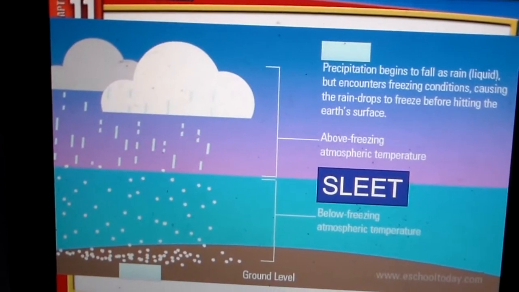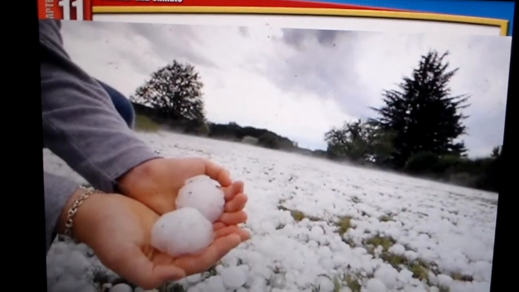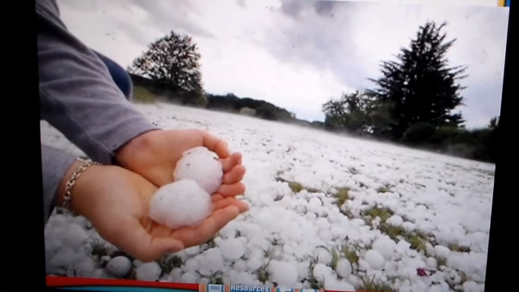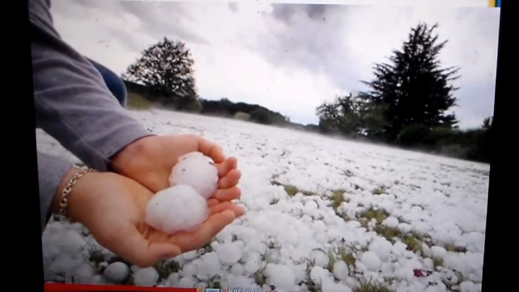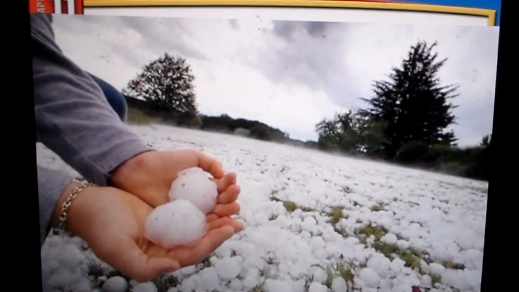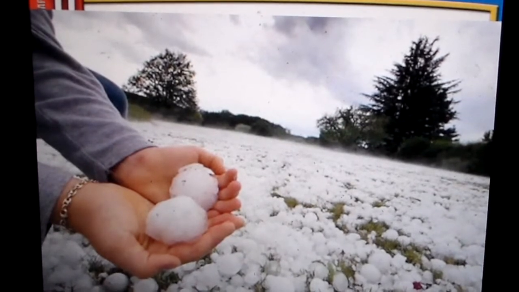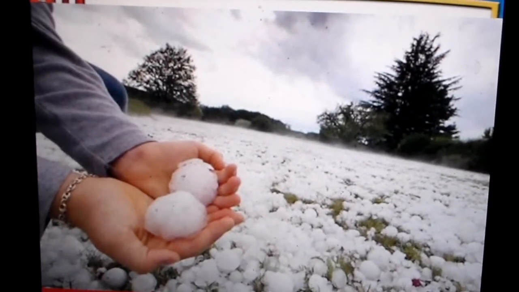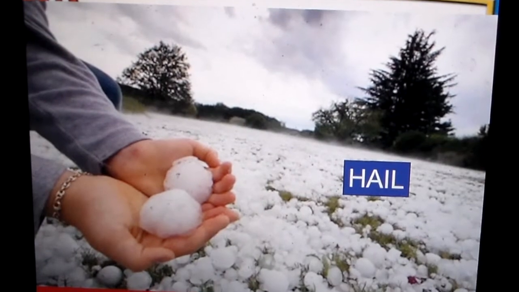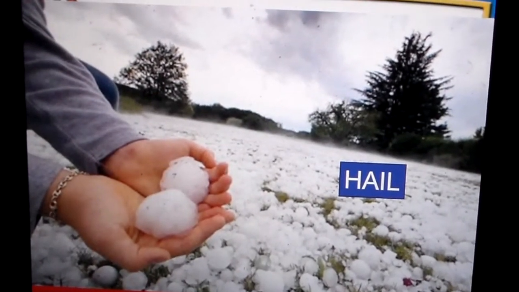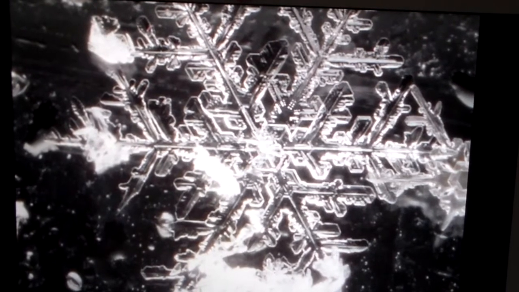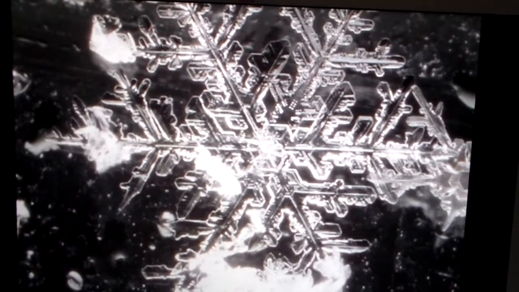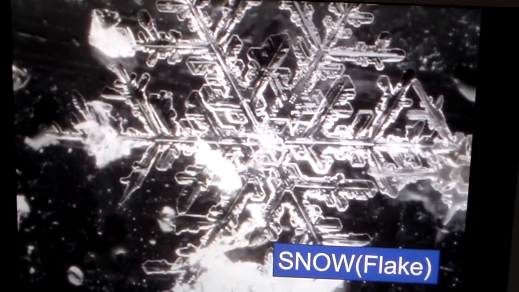This is sleet. And last but not least, these are pretty big ones here. This entire field is full of them. They form from strong updrafts pulling rain upwards in a thunderstorm. These are gigantic hail, or hailstones. And one more, oh, so pretty. They're formed because water vapor changes directly to solid ice. It does not pass through the liquid phase. This is snow, or a snowflake.